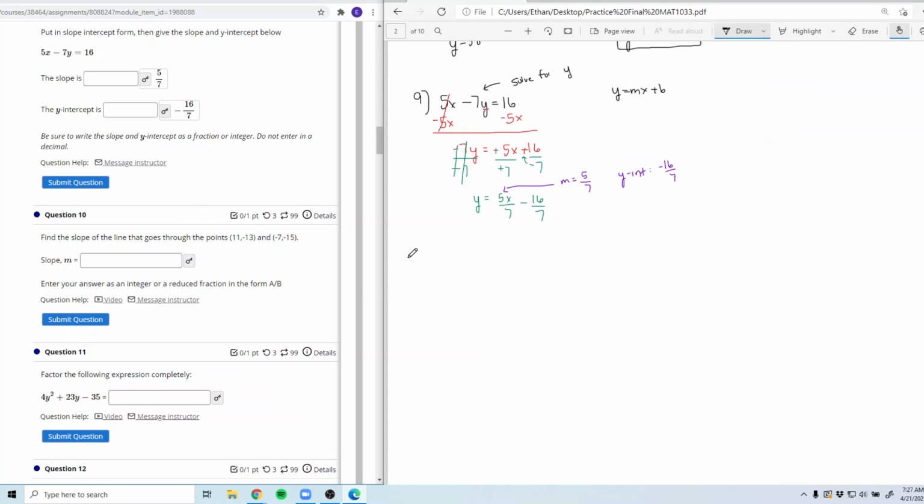Number 10. Right, number 10, we want to find the slope of the line that goes through the points (11, negative 13) and (negative 7, negative 15).